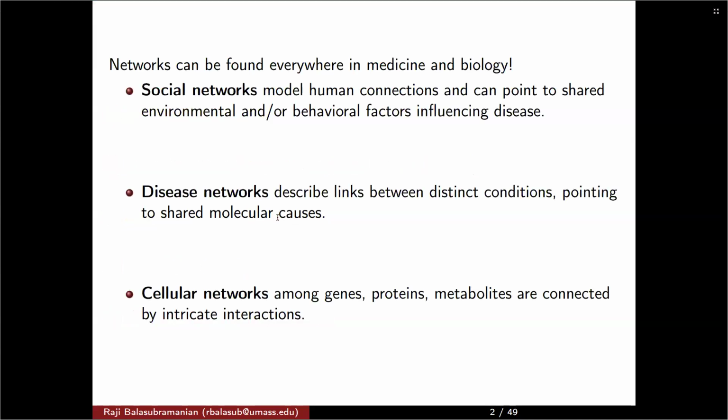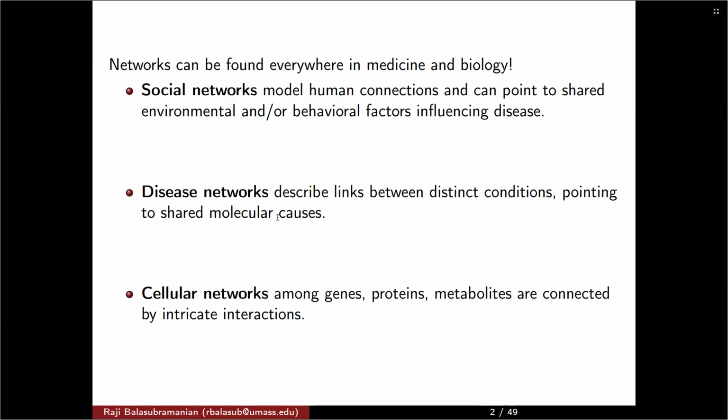So how many of you have worked with, or at least learned about in classes, biological networks in various applications? Okay, many. So I'm kind of preaching to the choir, so I'll keep this quick. Obviously, networks are widely found in medicine and biology. We can think of social networks, which come to mind immediately after experiencing COVID-19 together, modeling human connections and pointing to shared environmental or behavioral factors.